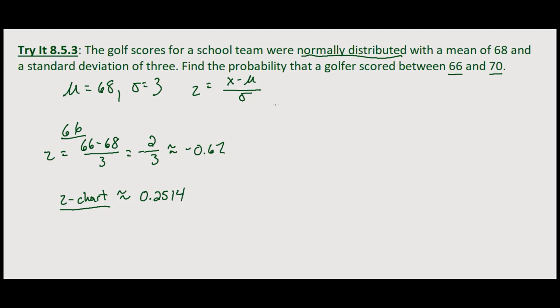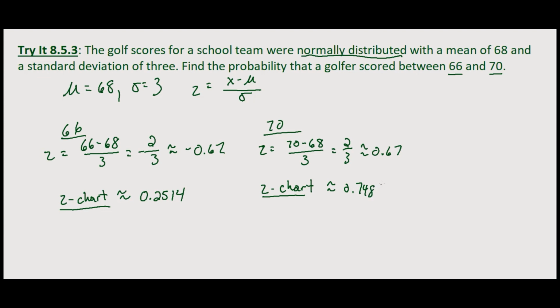So now we repeat the process for the other end of our interval, the value of 70. Z equals 70 minus 68, the value minus the mean, divided by the standard deviation of 3, which equals positive 2/3, which equals approximately a positive 0.67. Again, we go to our z-score chart. We look up a z-score of 0.67, and the probability that corresponds to that is approximately 0.7486.